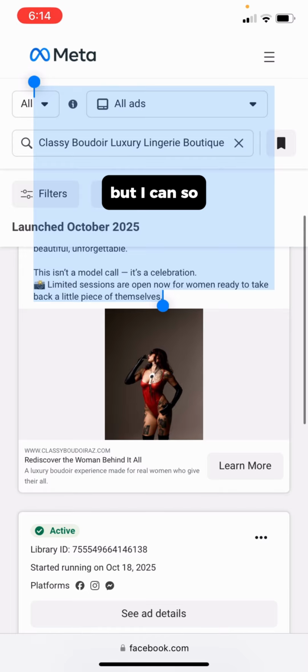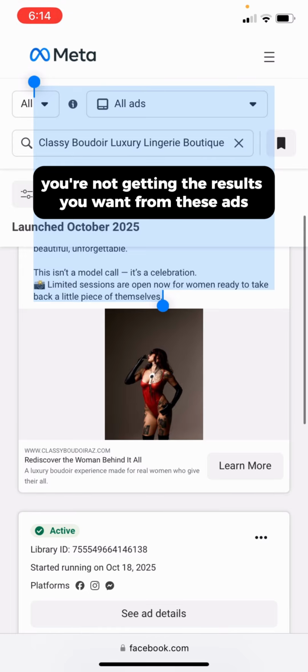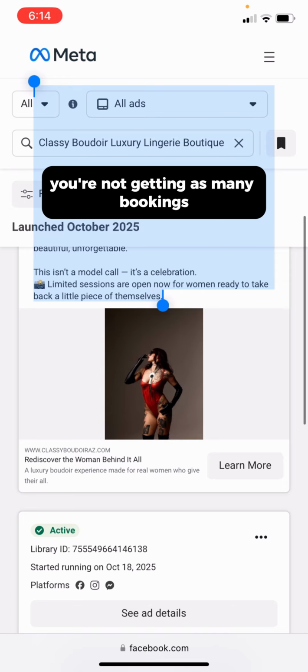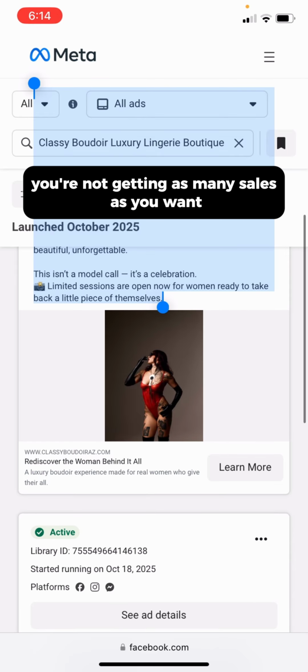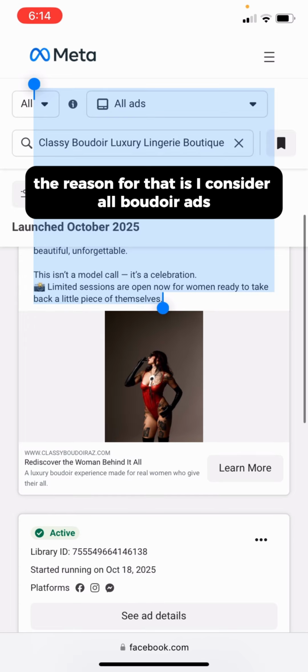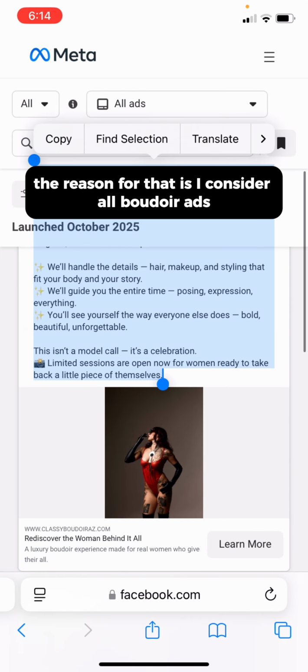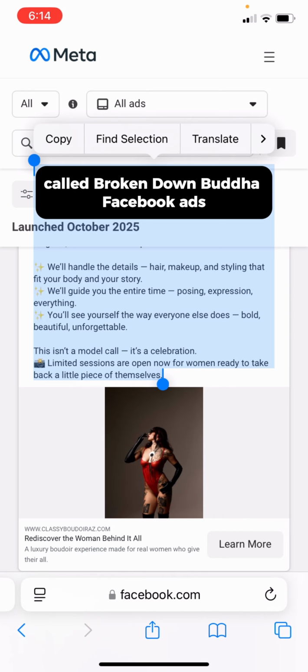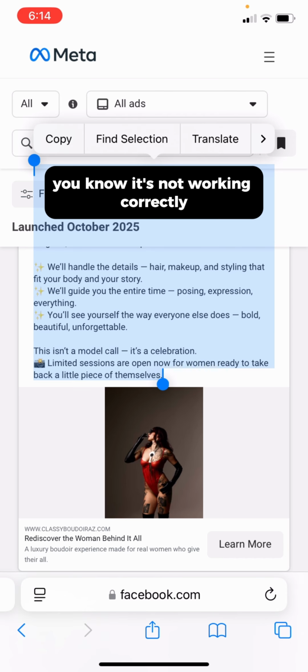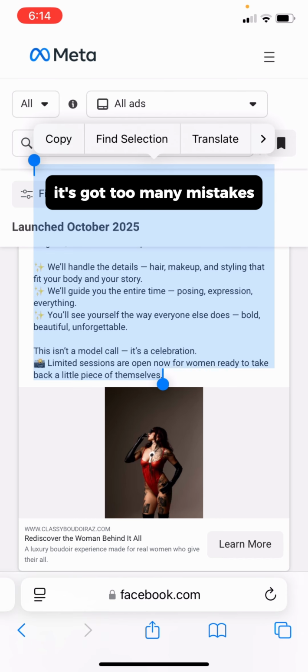But I can. So if you're not getting the results you want from these ads, you're not getting as many bookings, people aren't qualified, it doesn't feel like the conversations are good, you're not getting as many sales as you want. The reason for that is I consider all Boudoir ads that have more than 2 out of 10 mistakes to be called broken down Boudoir Facebook ads, like a broken down car. It's not working correctly. It's got too many mistakes.